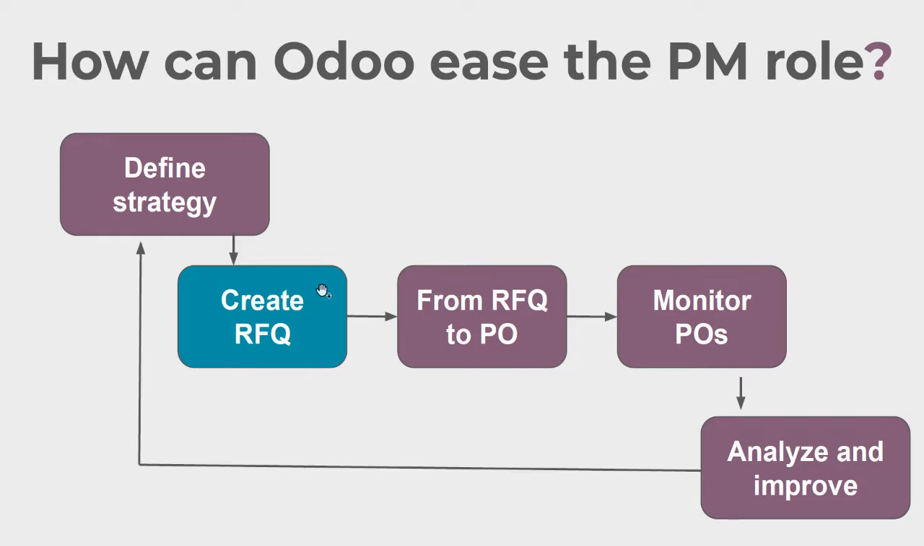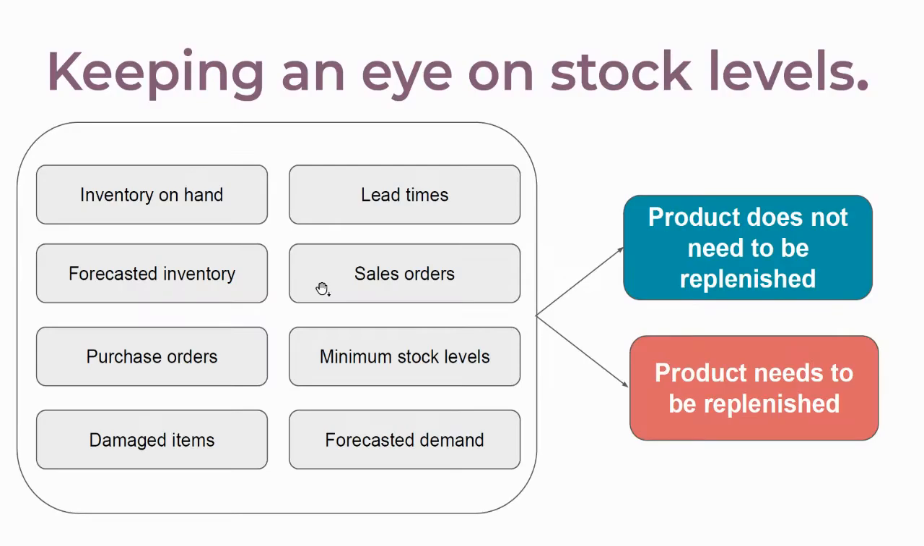Now we also want to be able to create the RFQ. How is the RFQ created? We have said the RFQ should be created depending on plenty of different information. What's the inventory on hand? What's the forecasted inventory? Which sale order or manufacturing order are already planned? What are the lead times and so on? Based on all that, we have to know whether each component should be replenished or not.